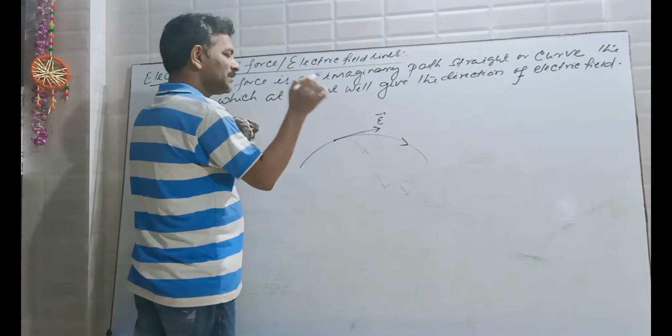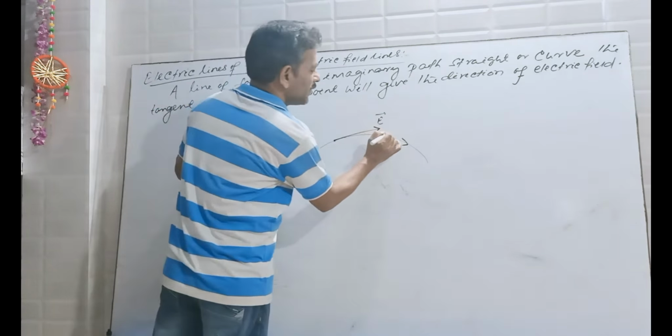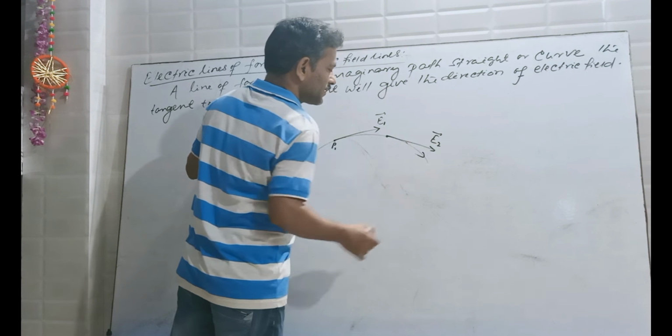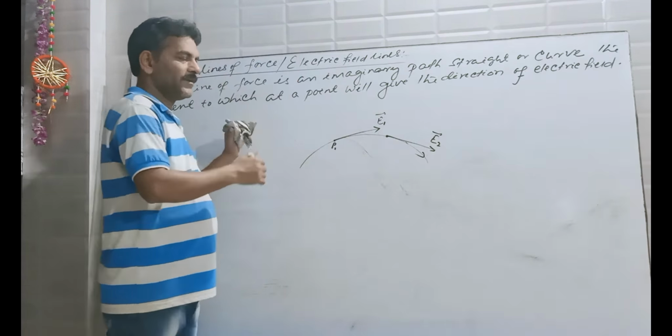Suppose you are interested in finding the electric field here. Suppose this is a point P1, so this will be E1. Suppose you are interested in finding the direction of electric field here, then you have to put another tangent here. This will give the direction of electric field at that point. Do you follow me or not? So these are the concepts. And also you can find the magnitude. I will discuss it in properties.